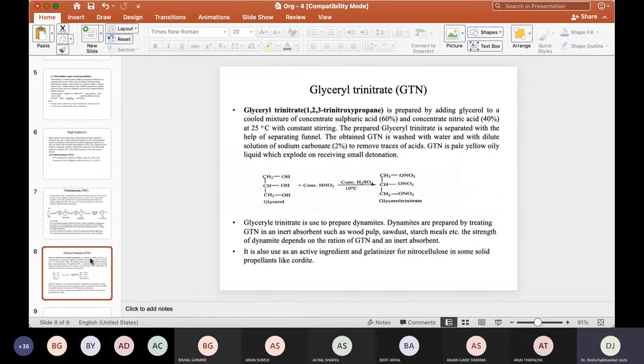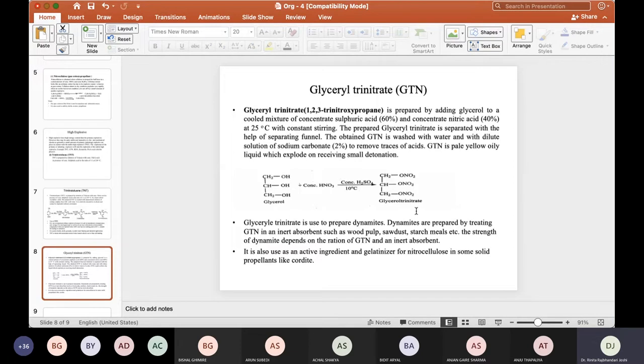Now let's go to glyceryl trinitrate. What is understood by glyceryl trinitrate? You already know glycerol, an oily viscous liquid that is used in winters to care for chapped skin, for skin that is cracked on the hands and feet. When this glycerol undergoes nitration, when it is treated with concentrated nitric acid in the presence of concentrated sulfuric acid at a low temperature, that is 10 degrees Celsius, the 3 OH groups in glycerol are changed into nitro groups, so it is known as glyceryl trinitrate.